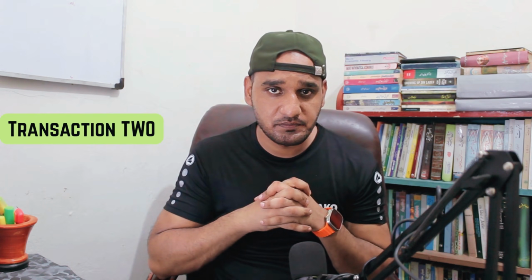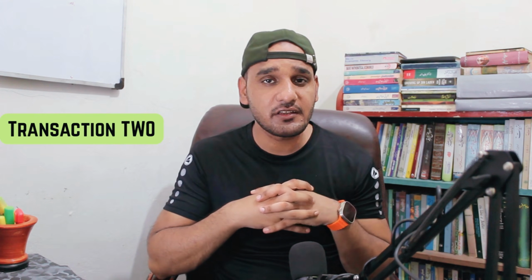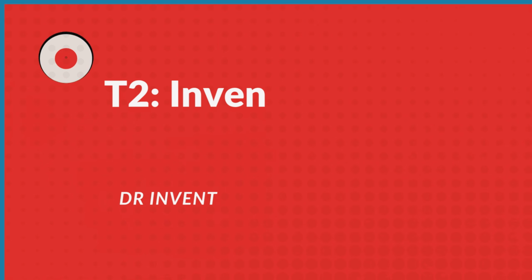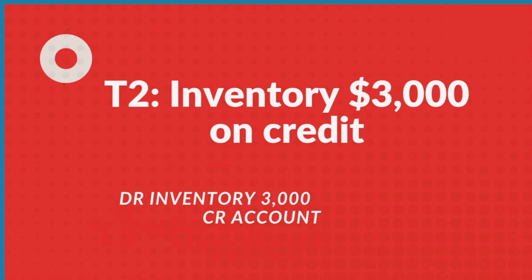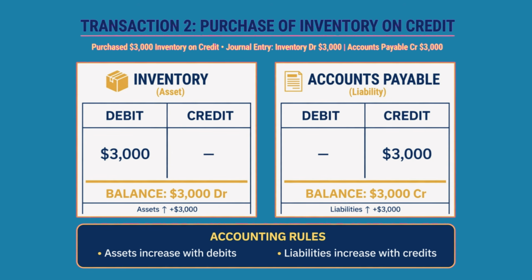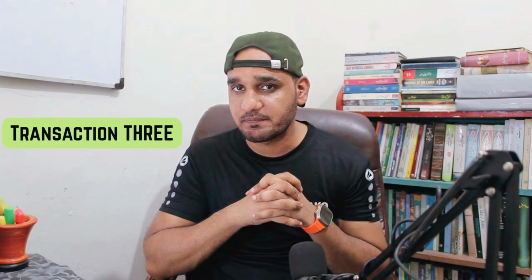Transaction number 2. The business purchases $3,000 of inventory on credit. Inventory increases, so we debit inventory. But because the business has not paid yet, it now owes the supplier. That increases accounts payable, so we credit accounts payable. Assets increase with debits, liabilities increase with credits. Simple enough.